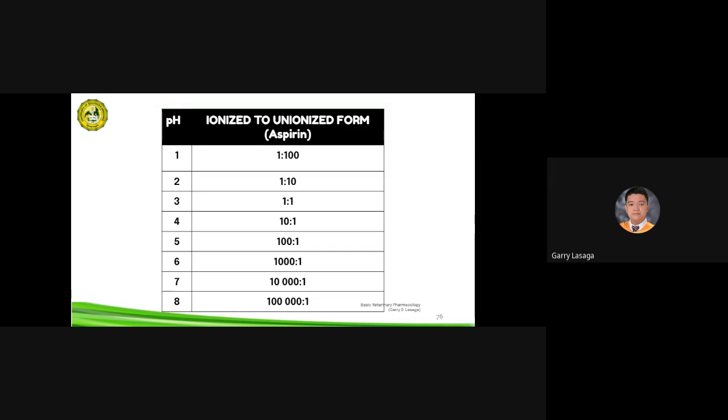So there are more ionized than unionized. So therefore, for aspirin, when we are going to change the pH towards the basic side, the proportion of the ionized form of the drug will increase relative to its unionized form. So that is not favorable for its absorption because, again, a drug can only be absorbed in its unionized form. How about at a pH of 3? Ano itong 1:1? What is the significance of this?